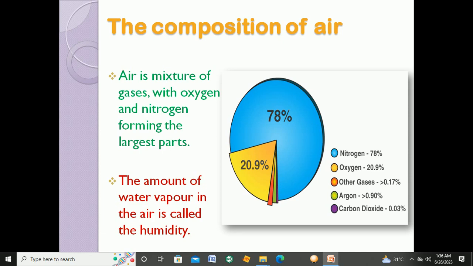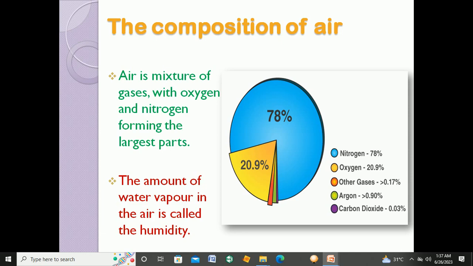In this, 78% of the pie chart is carried by the gas nitrogen. The second most abundant gas in the atmosphere is oxygen. The third most abundant gas in the atmosphere is argon, and the fourth is the other gases that are present in different amounts, and carbon dioxide is present at 0.03%. So you have to learn these percentages of the different components of the atmosphere.